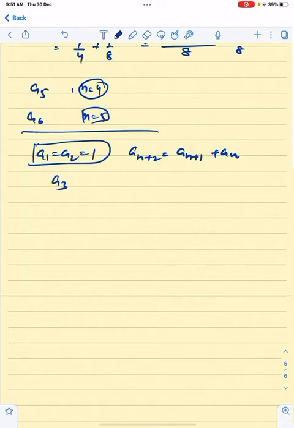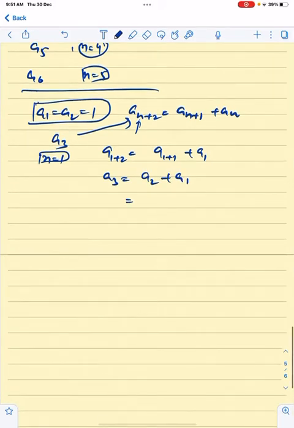So I have to calculate a3 by using this formula. Tell me what value I should put here in place of n? 1. Okay, so if I put n equals 1, I'll have a_(1+2) equals a_(1+1) plus a1, that means a3 equals a2 plus a1, and a2 and a1 are known, both are 1, so I'll have 2, right?